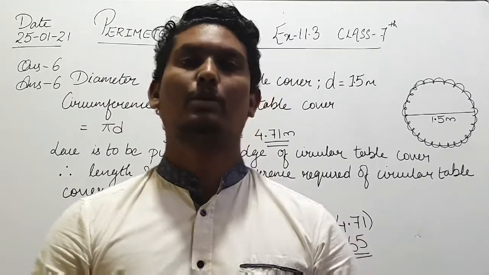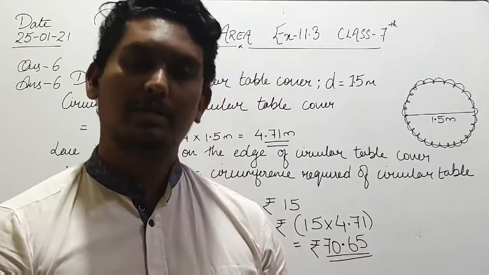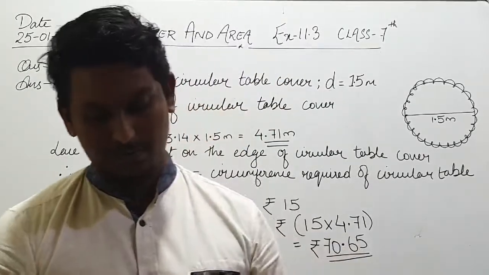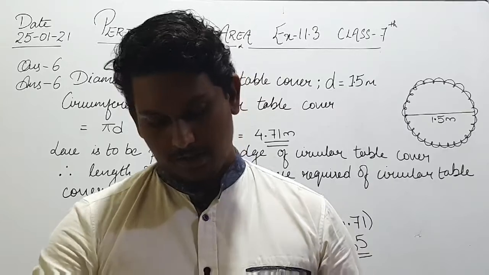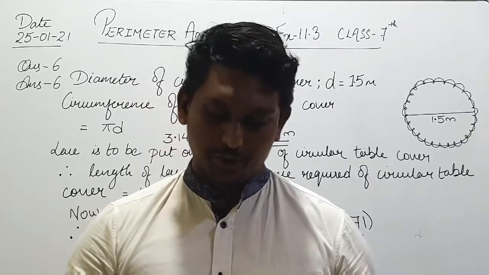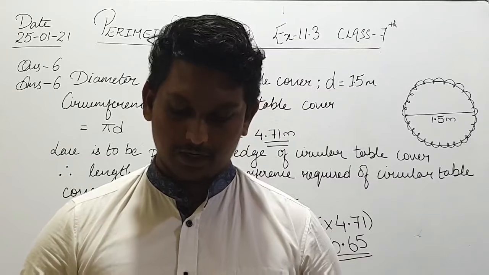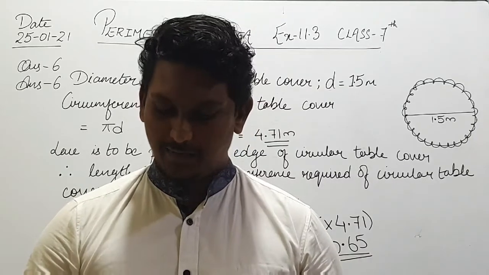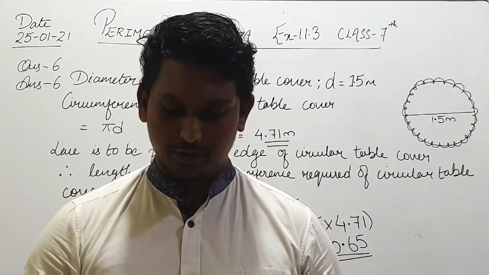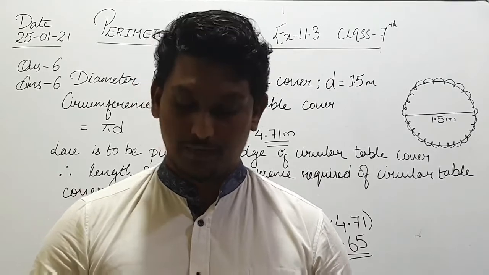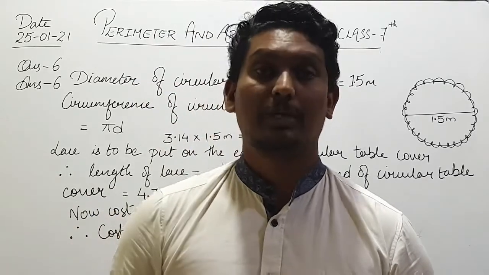So today we are going to start question number 6 of exercise 11.3. I am reading the question. Simon wants to put a lace on the edge of a circular table cover of diameter 1.5 meter. Find the length of the lace required and also find its cost if 1 meter of lace costs rupees 15.